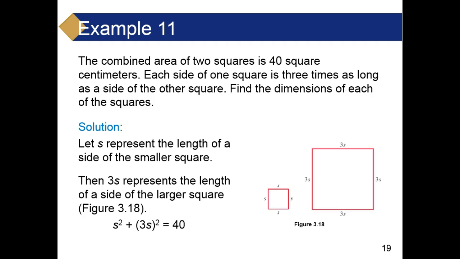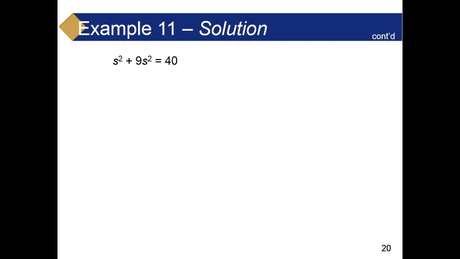The area of the larger square is 3S quantity squared. That sum is equal to 40 square centimeters. They skip a lot of steps here. I think that would be useful to explain a little better. Well, that would be S squared plus 9S squared is equal to 40. Sure enough, that adds to be 10S squared is equal to 40.